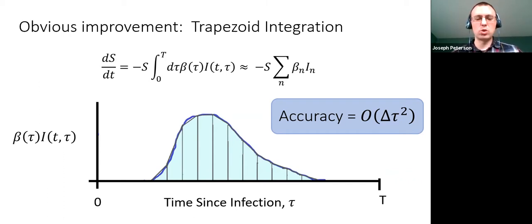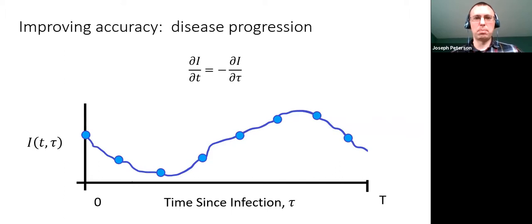Okay, the tricky one is the disease progression. So this is the advection equation, basically. Remember I said that in time, this curve essentially just marches forward. So it's being advected in time since infection by the passage of time. So that's what this equation looks like. So if you want to evolve this curve forward in time, you have to be able to numerically evaluate what its derivatives in tau are, for example.